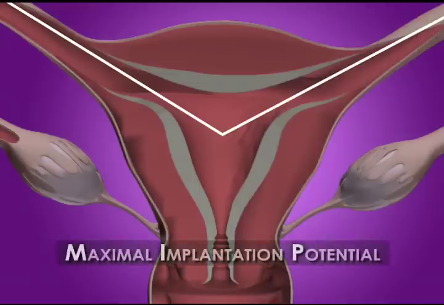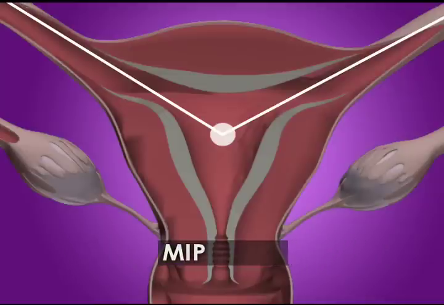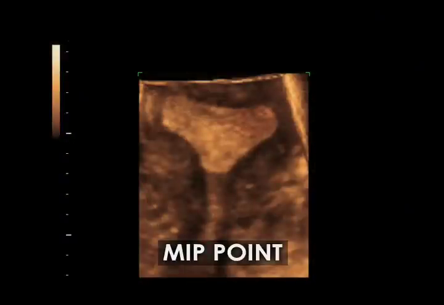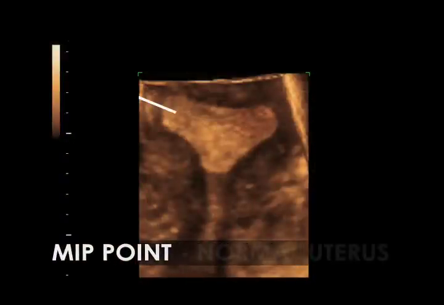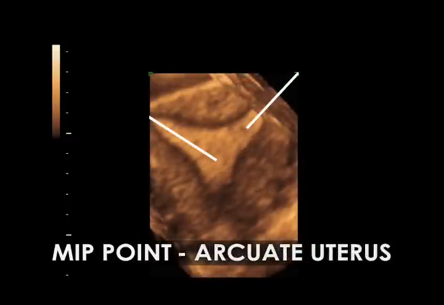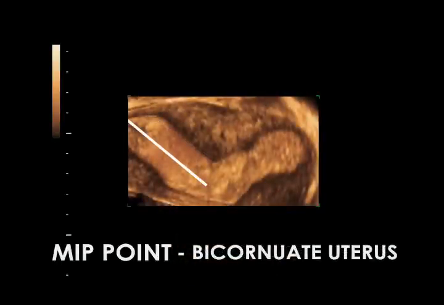This intersection is now being referred to as the maximal implantation potential, or MIP point, which can only be visualized using three-dimensional ultrasound. The MIP point varies from patient to patient dependent upon the shape of the uterine cavity. Whether the cavity is normal or a variation of normal, using the MIP point technique enables finding this optimal target for embryo placement.